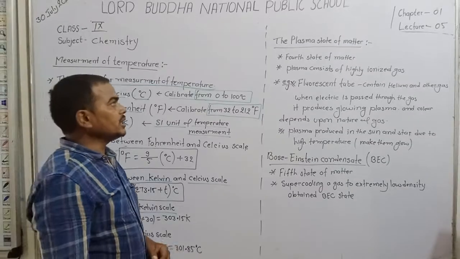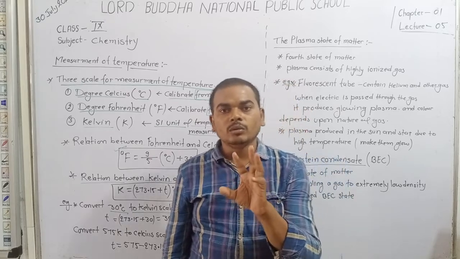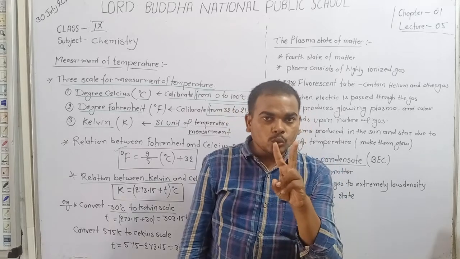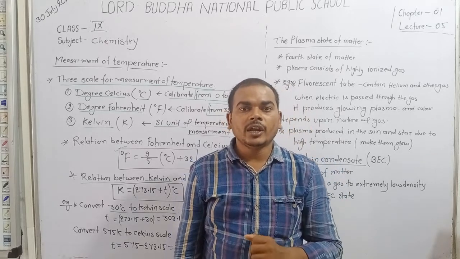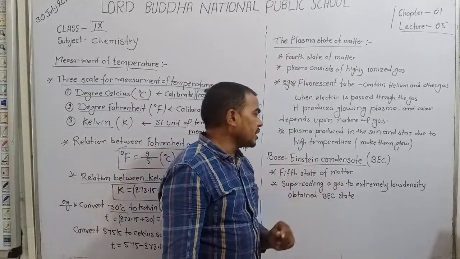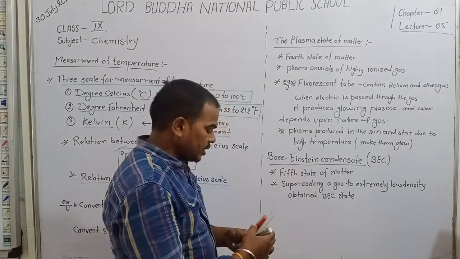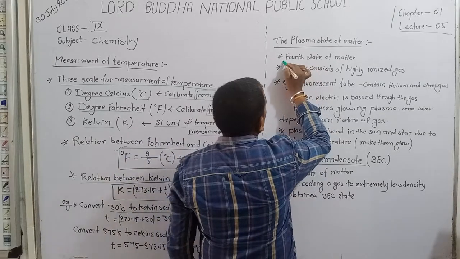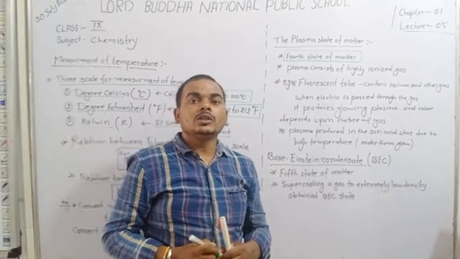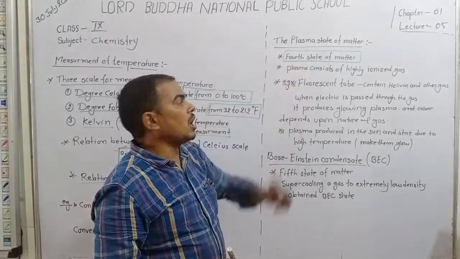Now, dear student, you know that there are three common states of matter: solid, liquid, and gas. But there are other states of matter known as the plasma state and the Bose-Einstein condensate, that is BEC. First, the plasma state is the fourth state of matter. The first state is solid, second is liquid, third is gas, and the fourth is plasma.